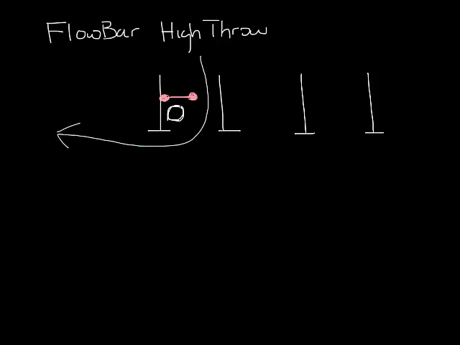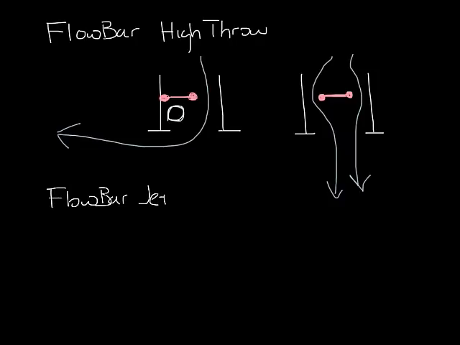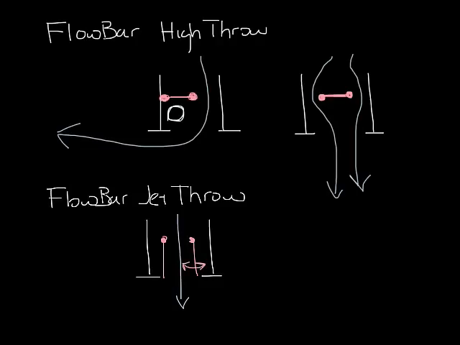Now if you take the pattern controller and move it to the center of the flow bar, now you'll have air come down on both sides, and that's how you get a down blow diffuser out of the flow bar high throw. Now there's another type of flow bar called the flow bar jet throw. It has a different pattern controller in it, and it looks something like this. It has two pattern controllers that pivot back and forth on the inside of the flow bar frame. So if they're pointed straight down, the air is just going to come in and go down.